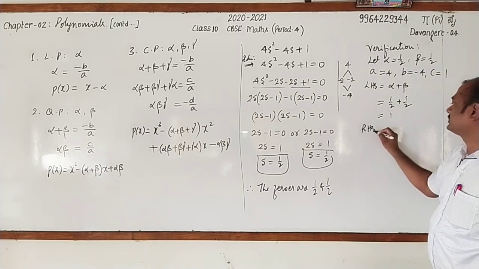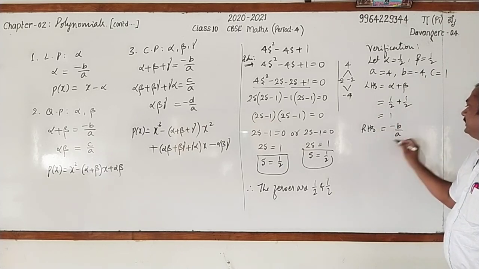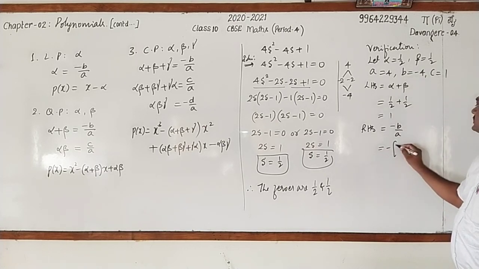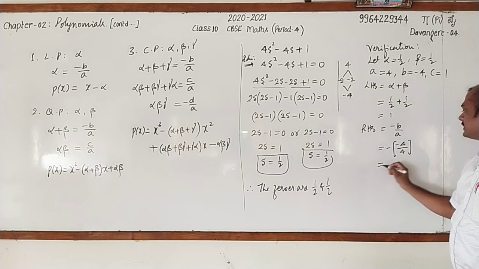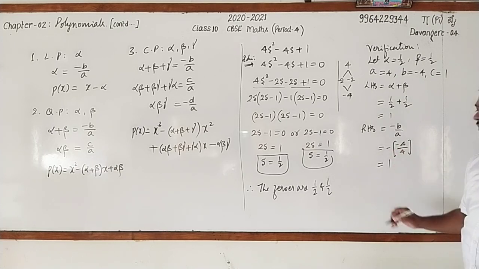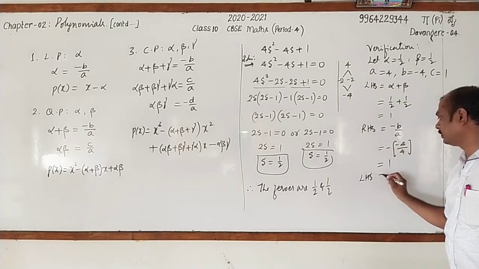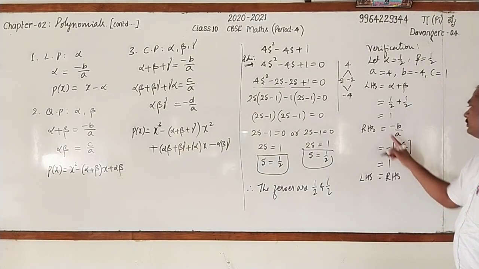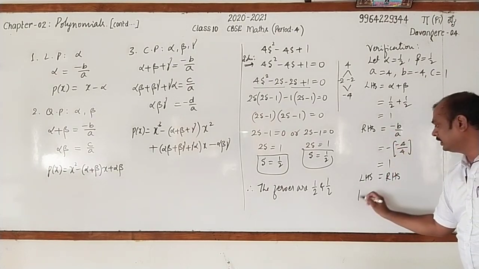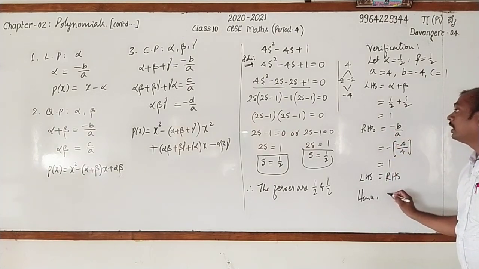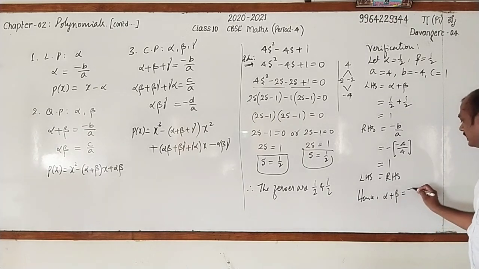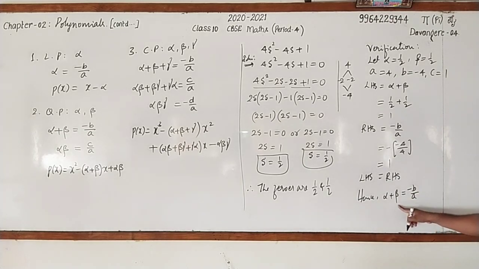Then RHS, it is minus b by a, minus of, where b is minus 4 and a is 4. 4 gets cancelled, minus into minus plus, that is also 1. LHS equal to RHS because both are equal to 1. Hence you can write alpha plus beta is equal to minus b by a. That is, the relationship between zeros and coefficients is verified.